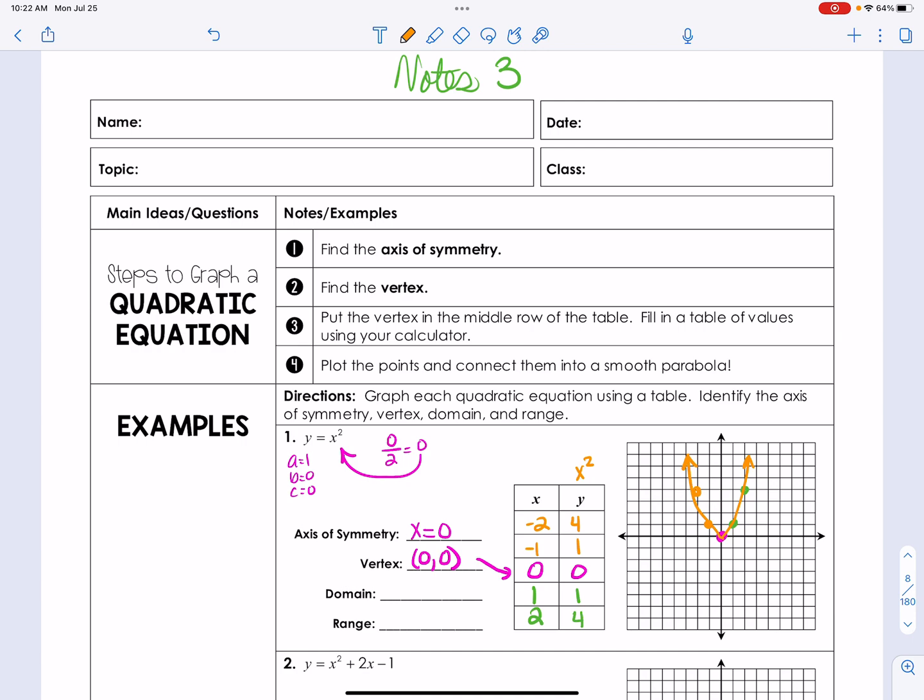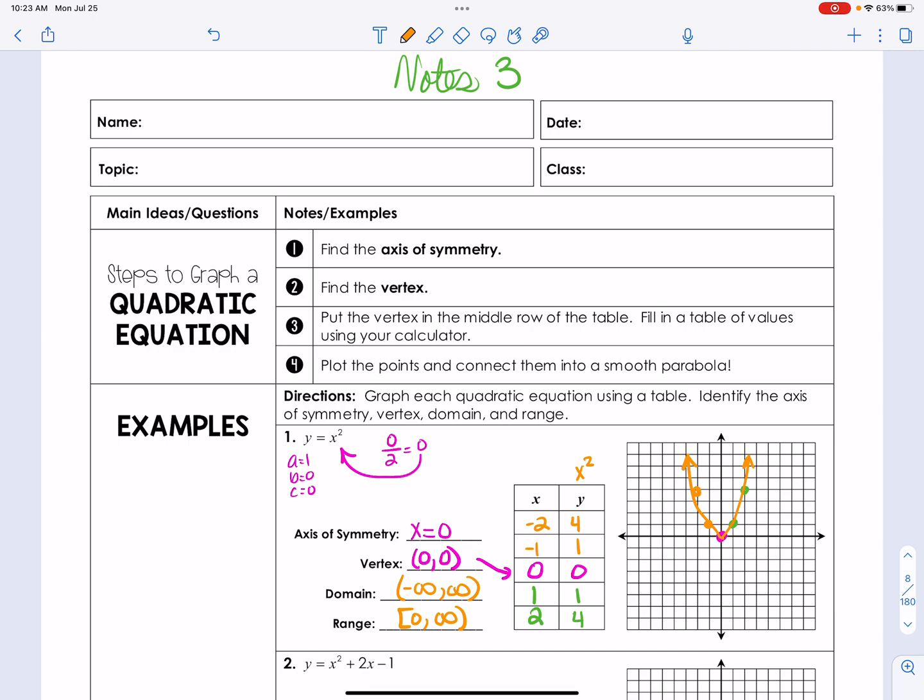And if you look at the domain, I can put anything in. I could have put in decimals. I could have put in fractions. I can square anything. I just chose to keep it easy. So remember, way back at the beginning, my domain is -infinity to infinity because I can put everything in. But my range, the bottom point is at 0. So it's from 0 to infinity because it's going up.